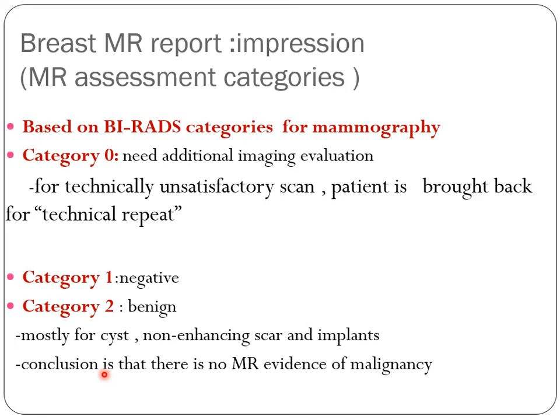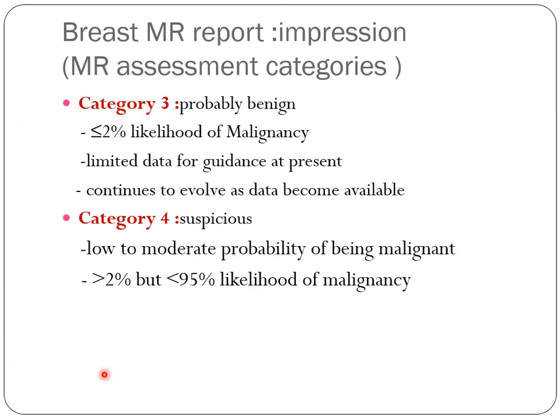Category 1 is negative, 2 is benign, mostly for a cyst, an enhancing scar, and implant. The conclusion is that there is no MR evidence of malignancy. Category 3, probably benign, is less than or equal to 2% likelihood of malignancy. There is limited data for guidance at present, and it continues to evolve as data become available.